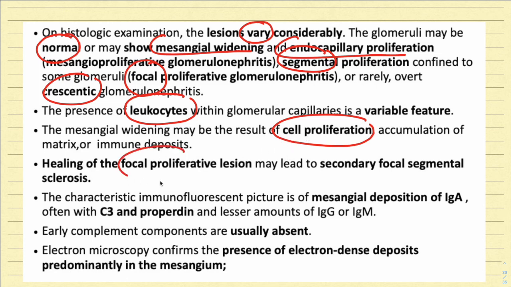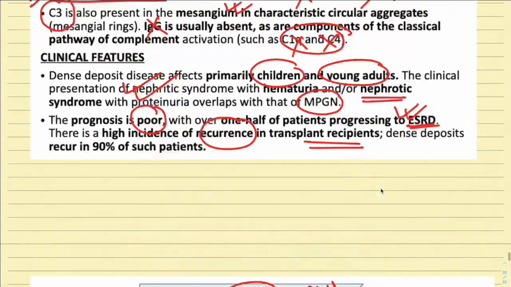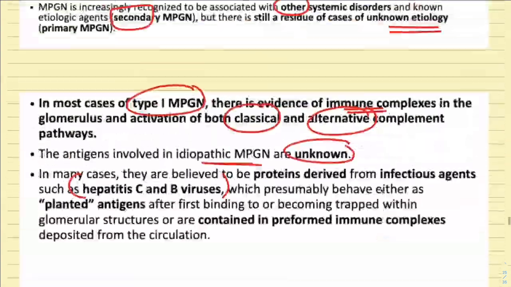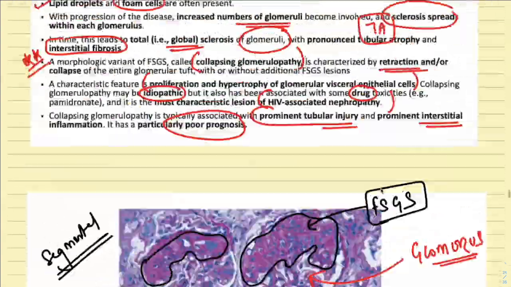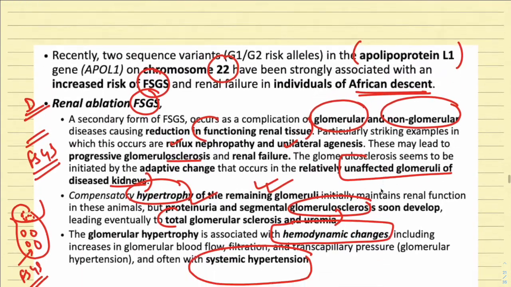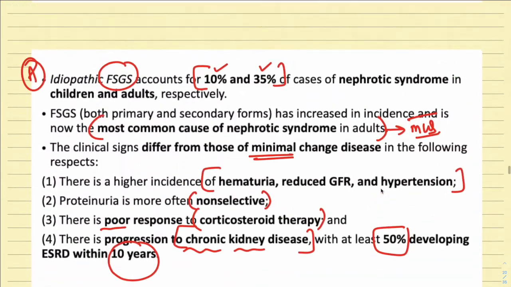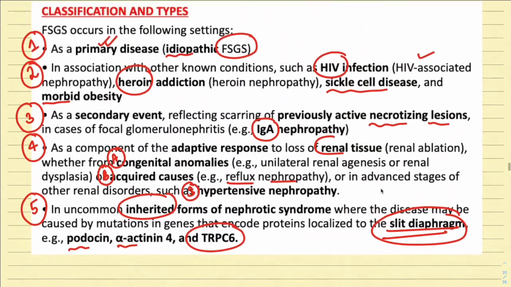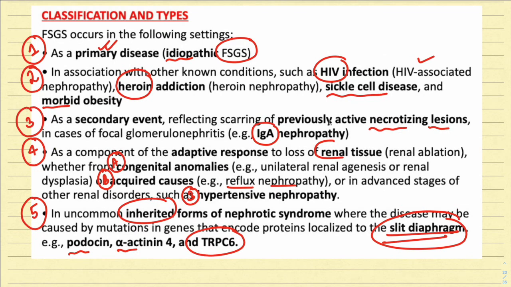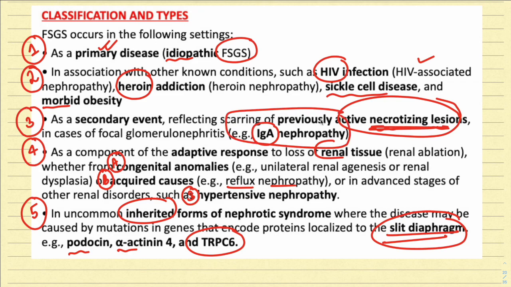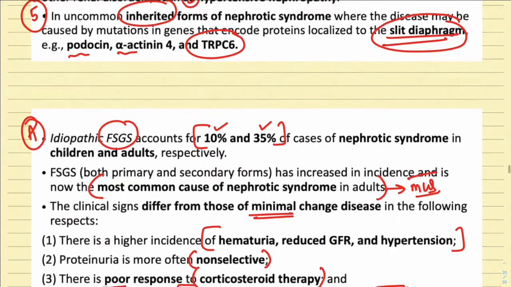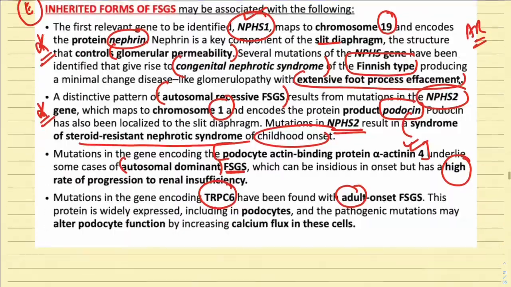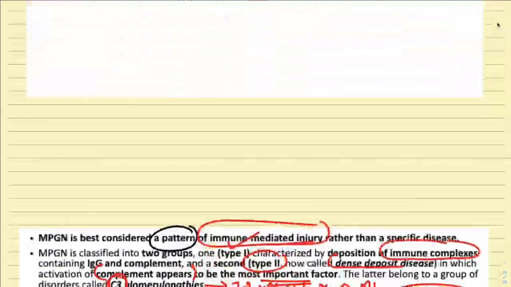Now healing of these lesions can lead to secondary focal segmental glomerulosclerosis. I already told you, if you remember, that FSGS can also occur because of an active necrotizing lesion. Over here, do you remember this point? Over here I had shown you that this can also occur as secondary to a previously active necrotizing lesion, that is IgA nephropathy. So FSGS can also result secondary to IgA nephropathy. Here I have already mentioned and discussed this point in detail as well.